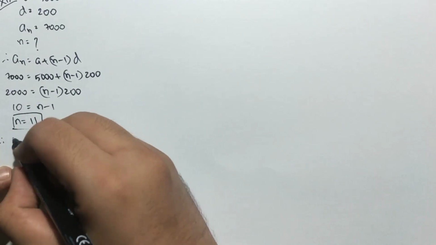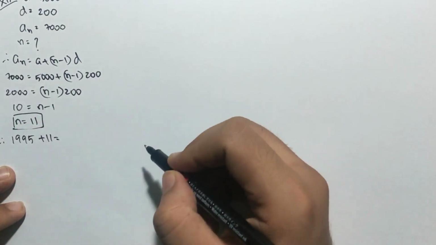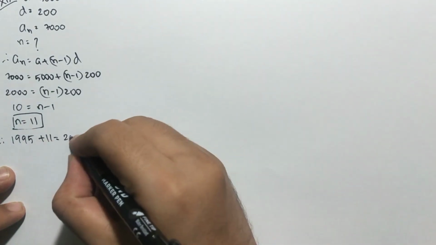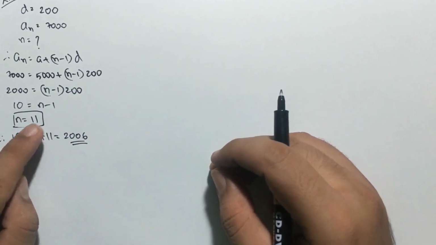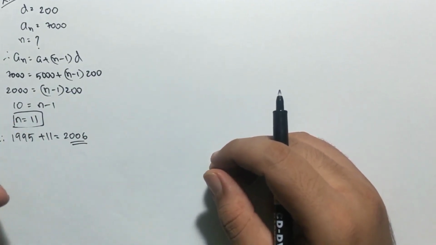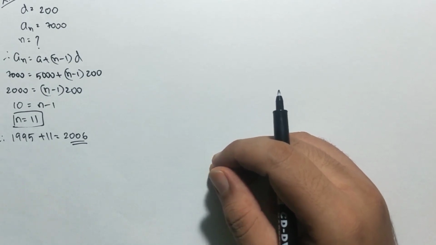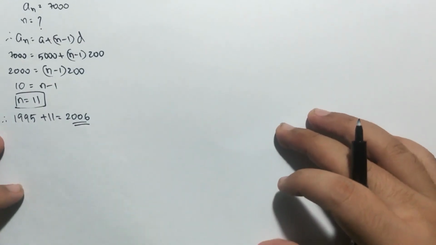Therefore, 1995 plus 11. If you add 1995 plus 11, you will get 2006. After 11 years, his salary was 7,000 rupees. So which year would it be? In 1995 he started the job, plus 11 years, that is 2006. In 2006 his salary would be 7,000 rupees per year.